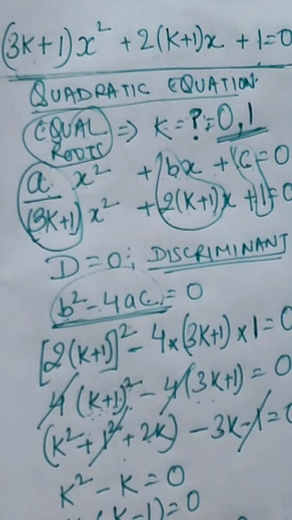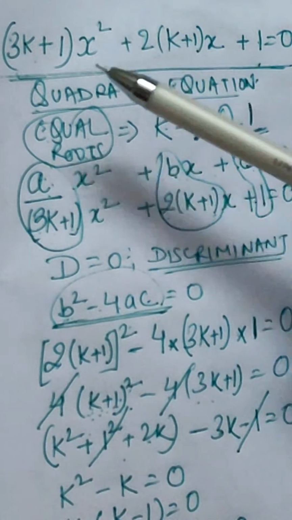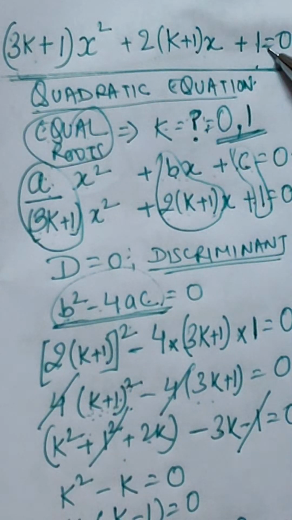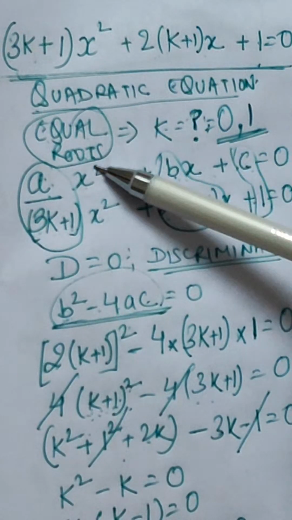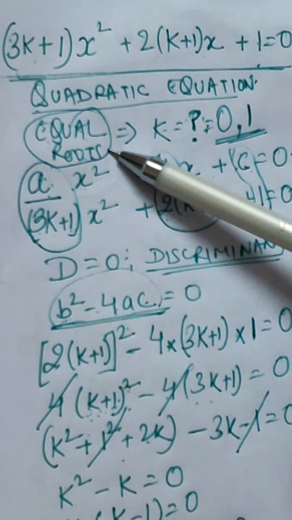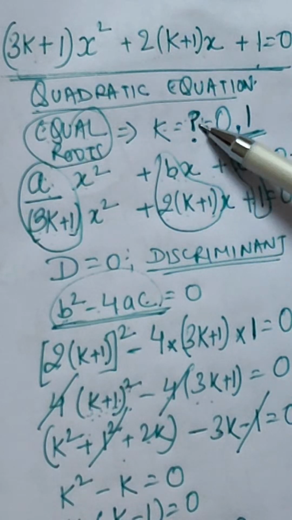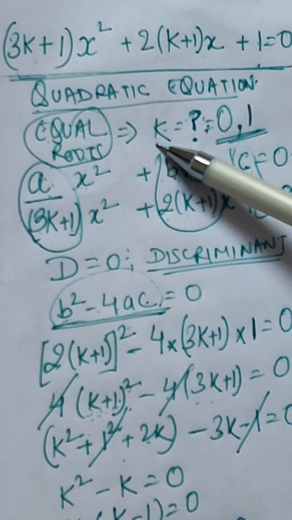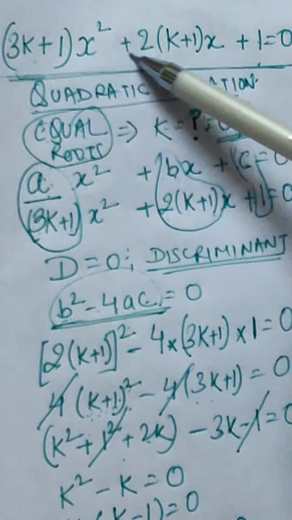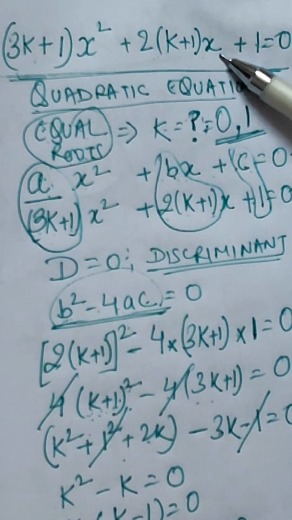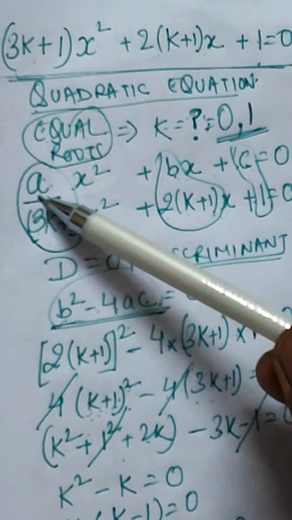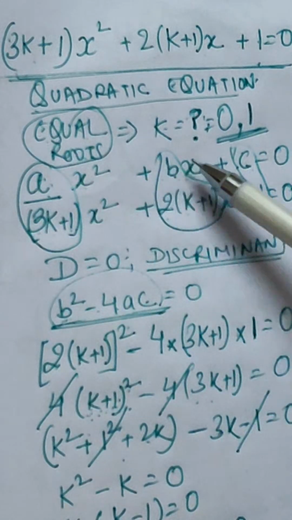So this was the starting step. This was the quadratic equation given to you, and it's given in the question that for equal roots, find the value of k. So what we did, we compared the given quadratic equation with the standard form of quadratic equation, ax square plus bx plus c.